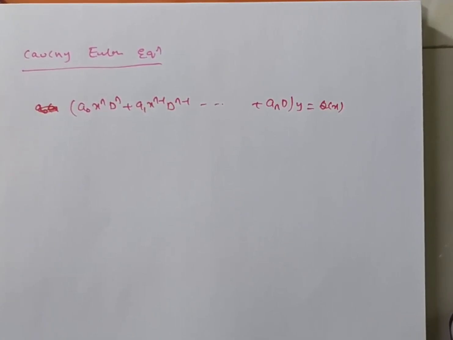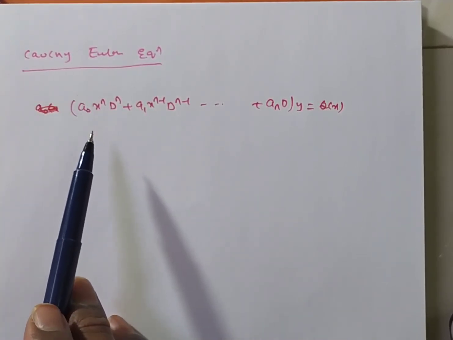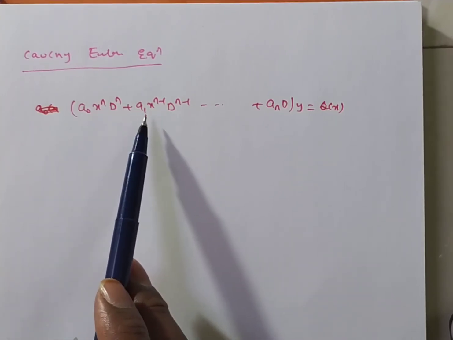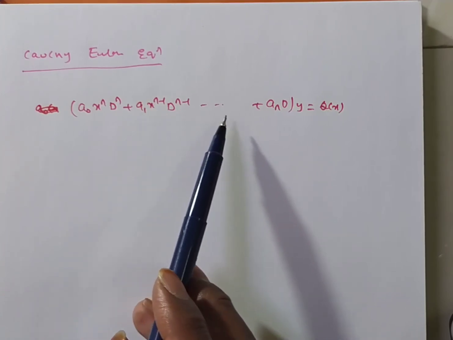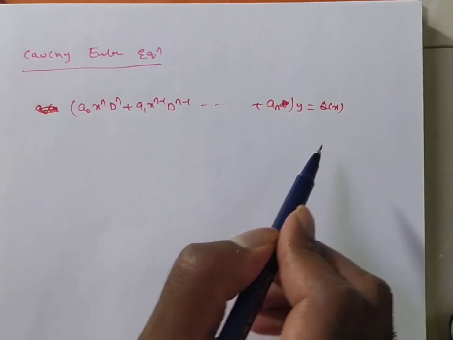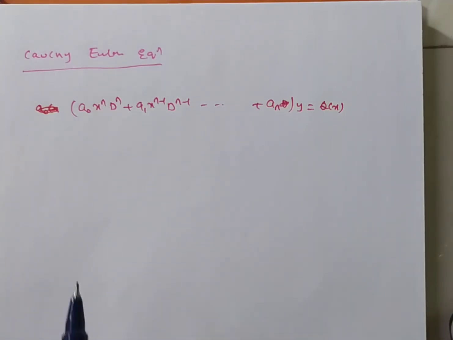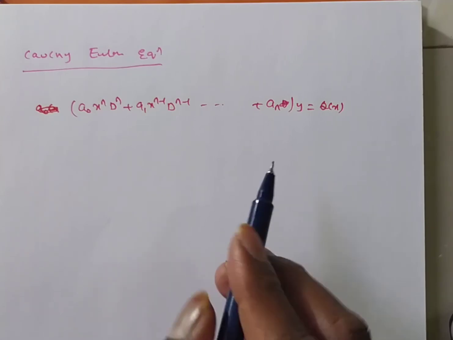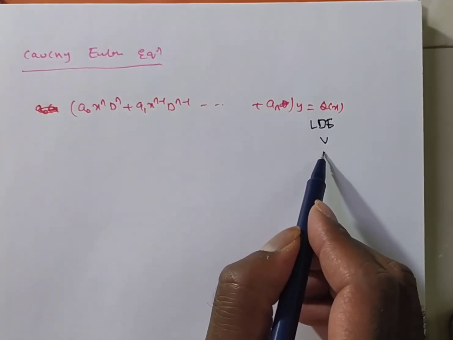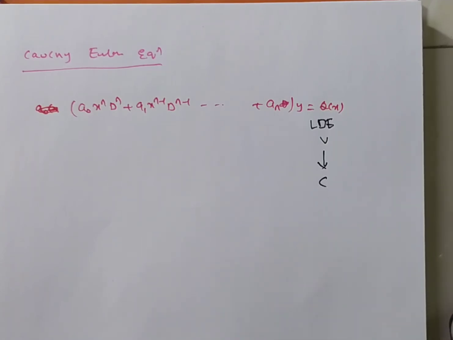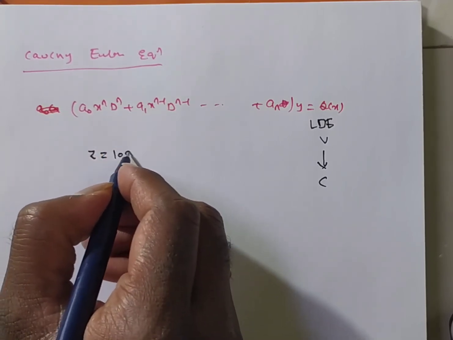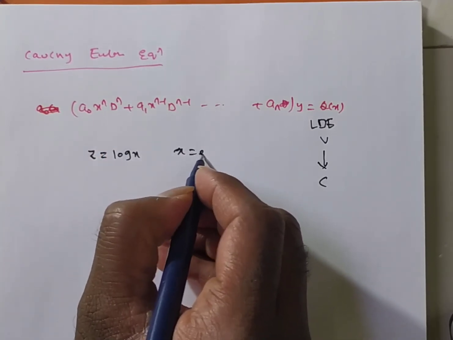Now, the Cauchy-Euler equation, if you apply operator form, will be in the form of a0 x power n d power n plus a1 x power n minus 1 d power n minus 1 plus and so on, plus an, into y is equal to q of x. Now to solve this variable coefficient linear differential equation, we have to convert it into a constant coefficient one. How can you convert it? We have to introduce a new variable z, where z is equal to log x, then x is equal to e to the power of z.